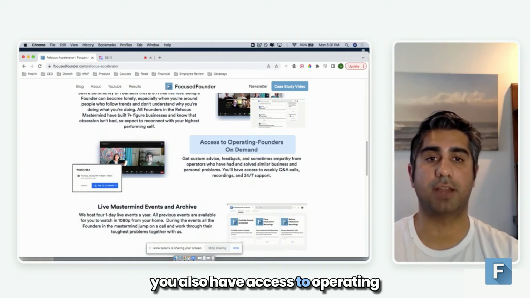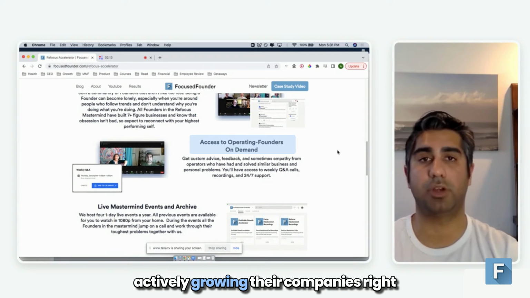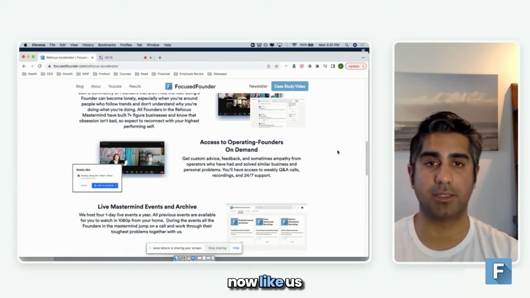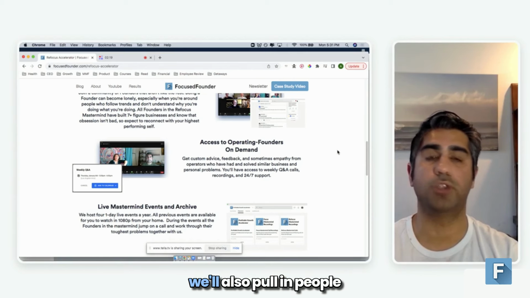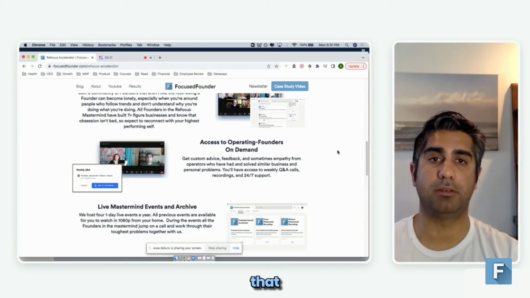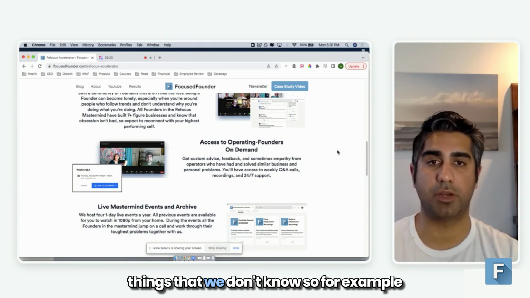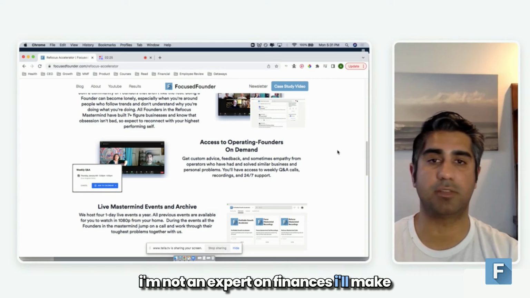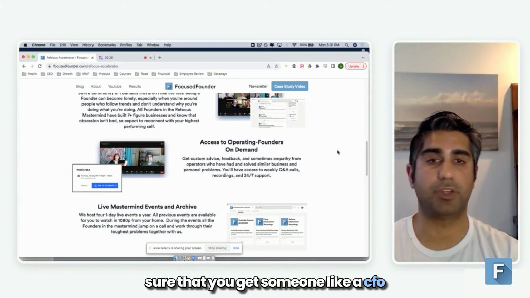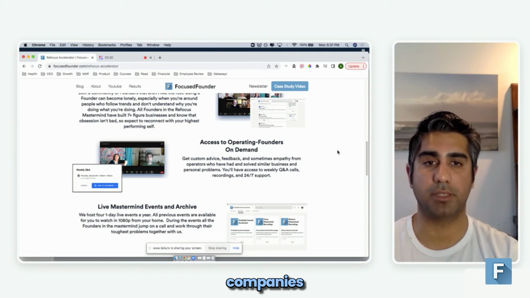You'll also have access to operating founders. So these are people that are actively growing their companies right now, like us. And you're going to be able to get custom advice from us. We'll also pull in people that have built bigger companies or know things that we don't know. So for example, I'm not an expert on finances. I'll make sure that you get someone like a CFO that's built $100 million+ companies.